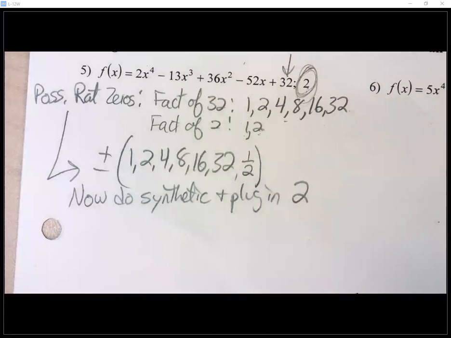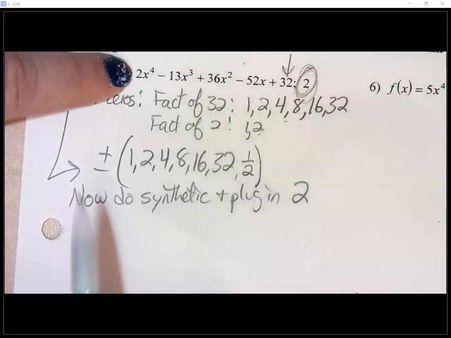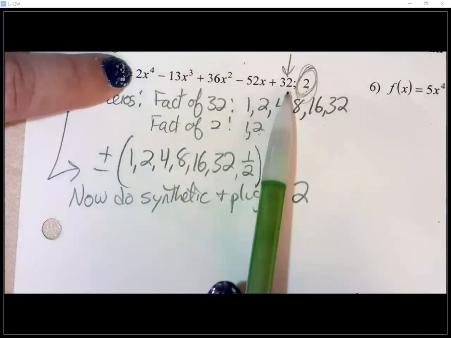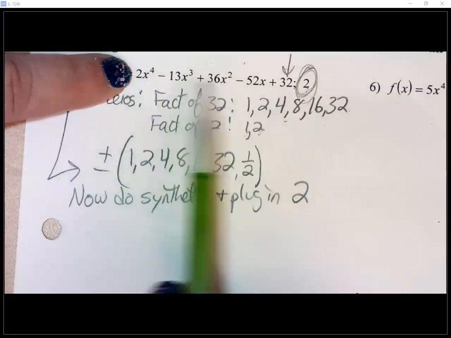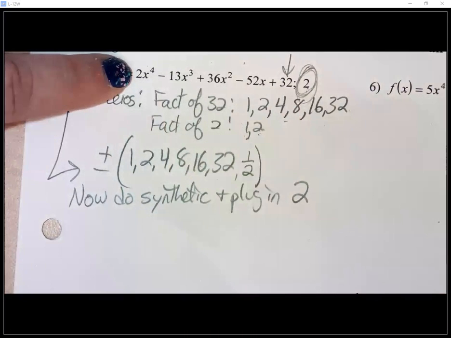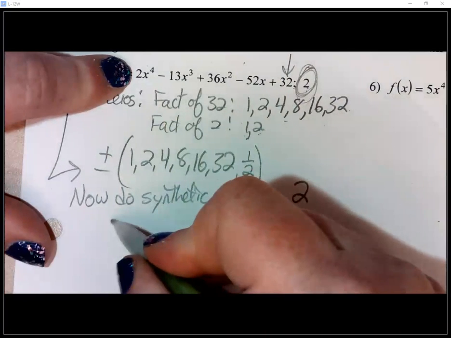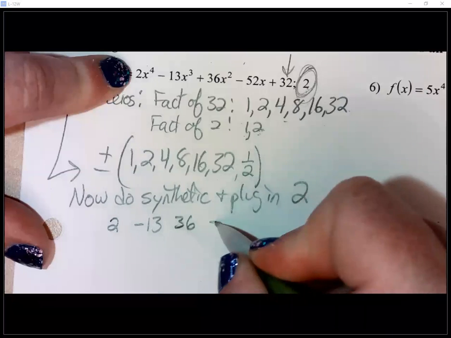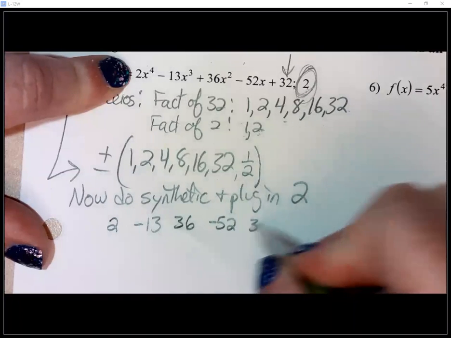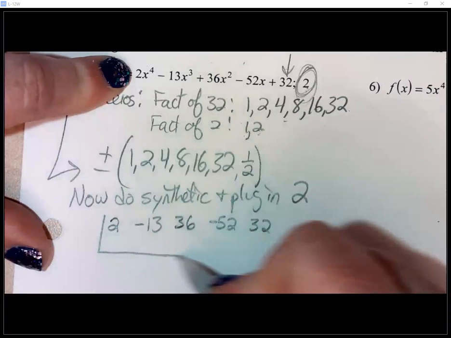So remember how this works. First, make sure you're not missing any exponents. We don't need any zero placeholders. 4, 3, 2, 1, 0. Nope, they're good. So I've dropped down all my coefficients: 2, negative 13, 36, negative 52, and 32. And I'm going to plug in 2 directly.